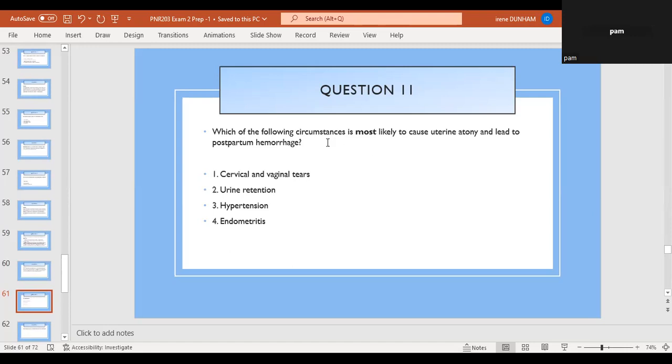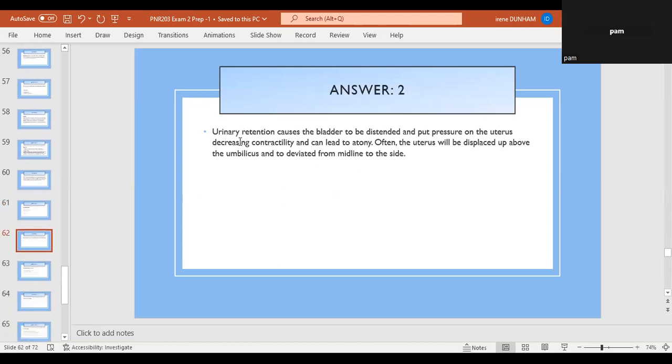And that would be what? Urine retention, right? Okay, it's just another word to say the bladder is distended, correct? Okay, there you go. Urinary retention causes the bladder to be distended and put pressure on the uterus, decreasing contractility and can lead to atony. All right.